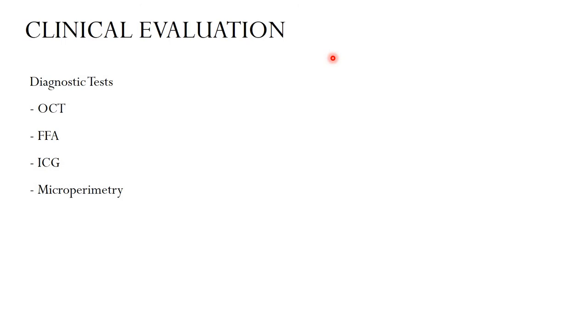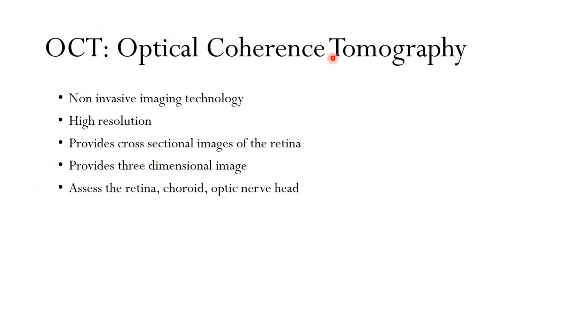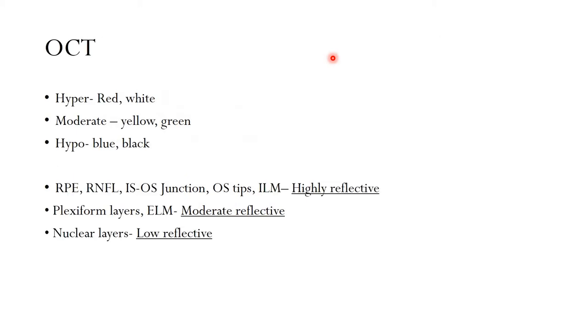Okay, so then come the diagnostic factors, which involve OCT, FFE, ICG, and microperimetry. Coming to OCT, it is a non-invasive imaging technology which has high resolution, provides cross-sectional images of the retina, and provides a three-dimensional image where you can assess the structural abnormalities of the retina, choroid, and the optic disc.